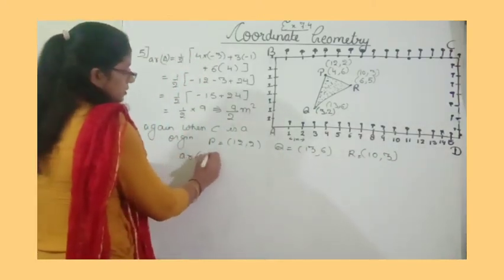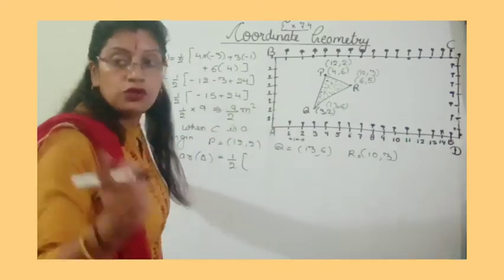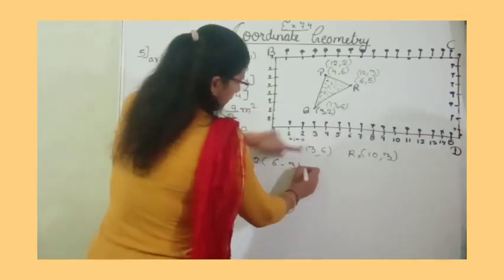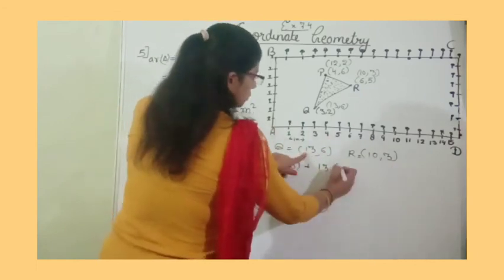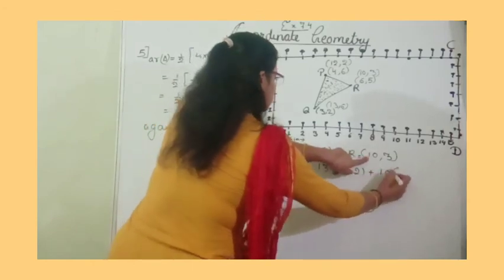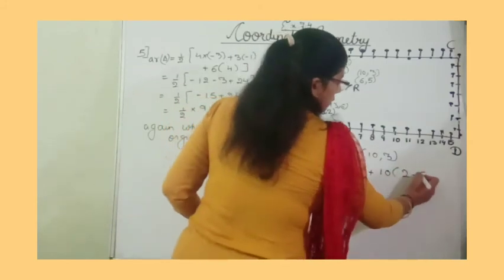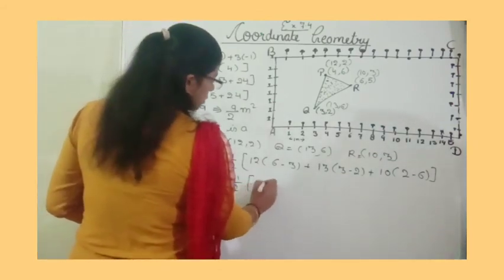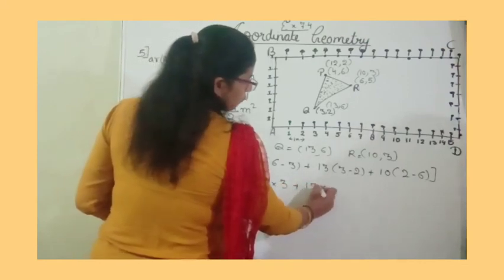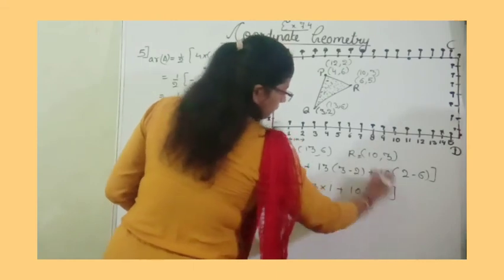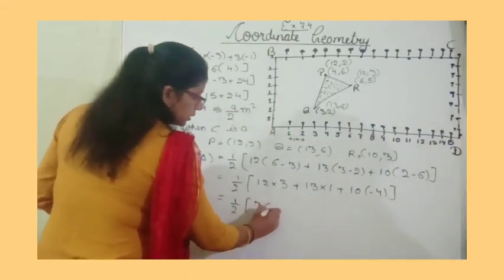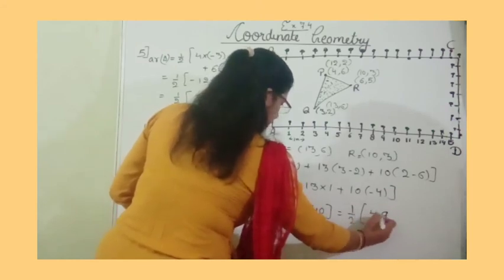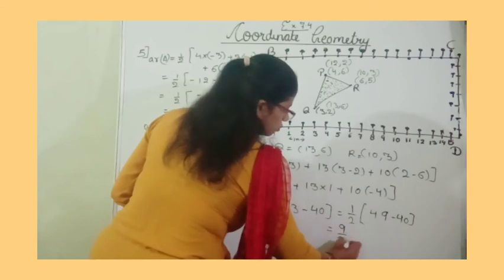Let us substitute the values. Therefore, the area of the triangle is half times, directly I am putting the values, and you should also learn the formula: x1, 6 minus 3, plus x2, 3 minus 2, plus x3, 2 minus 6. You can match this with the formula also. Now 1 by 2 times 12 into 3 plus 13 into 1 plus 10 into minus 4. That is 1 by 2 times 36 plus 13 minus 40, which is 1 by 2 times 49 minus 40. So what is the answer? 9 upon 2 meter square.